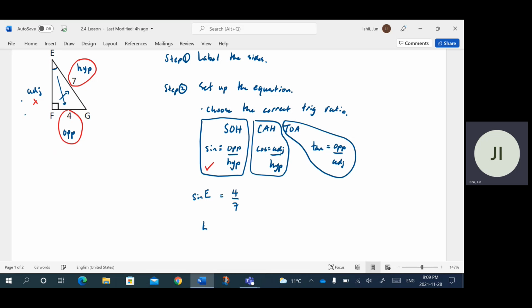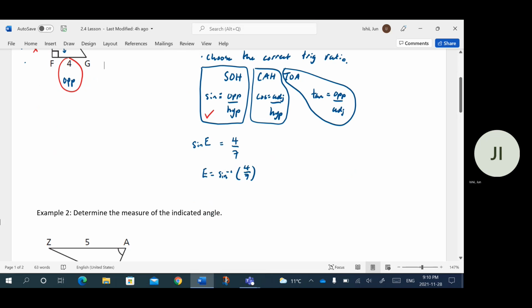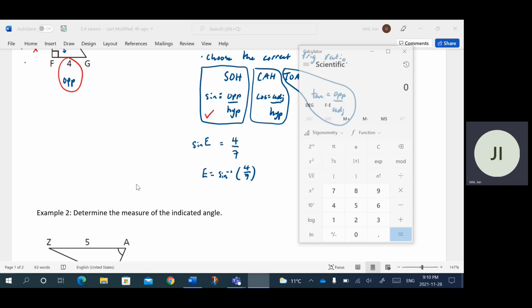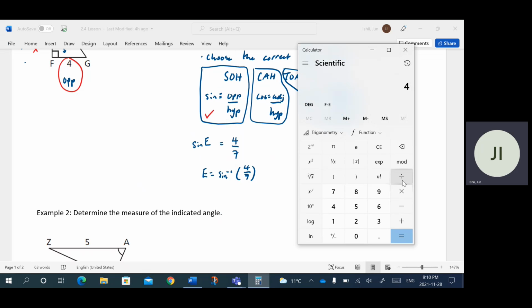Now, to find angle E, just like we did with the tangent ratio in the first lesson when finding angles, I'm going to punch in sine inverse of 4 over 7. The way that works in the calculator, I'm going to punch in 4 divided by 7. As a decimal, it's 0.571. Again, this is 4 over 7. And to punch in the next part, sine inverse, use the trig second function.